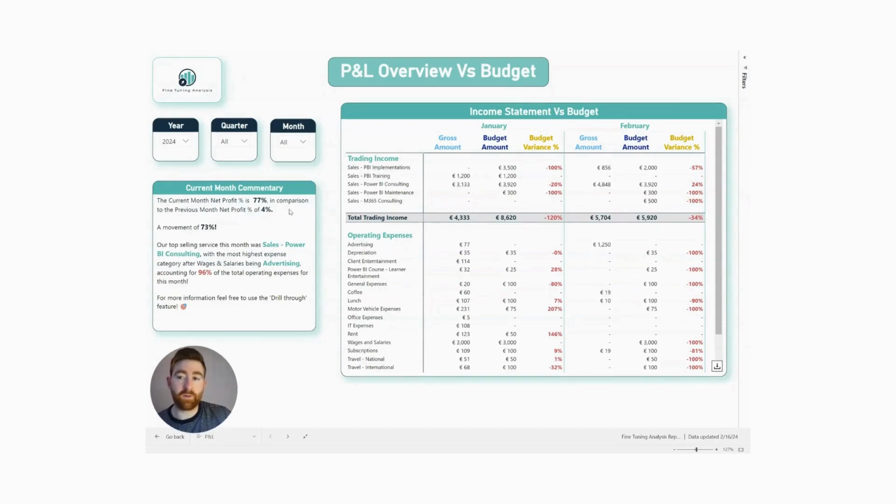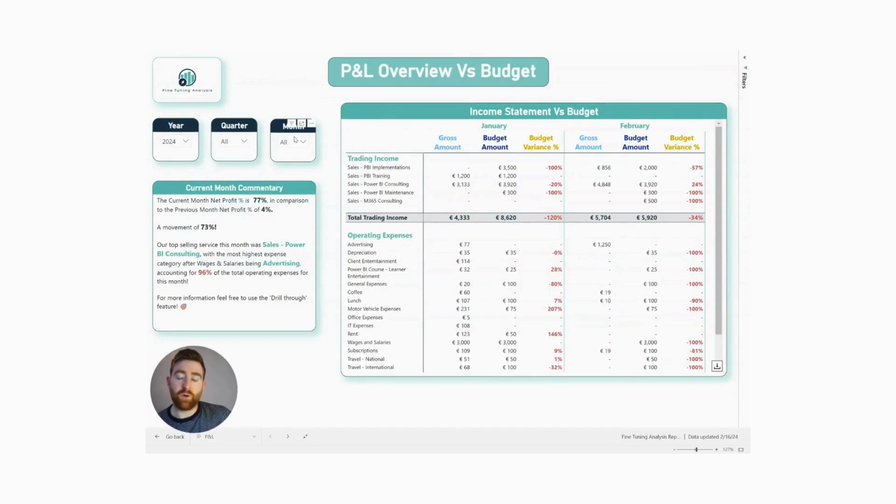So it's saying the current month net profit is 77%, the previous month net profit is 4%, and a movement of 73%. Our top selling service was Sales Power BI Consulting, and the highest expense that wasn't wages and salaries was advertising. You'll notice that I have this visual and page filtered for 2024 and for all of the months.